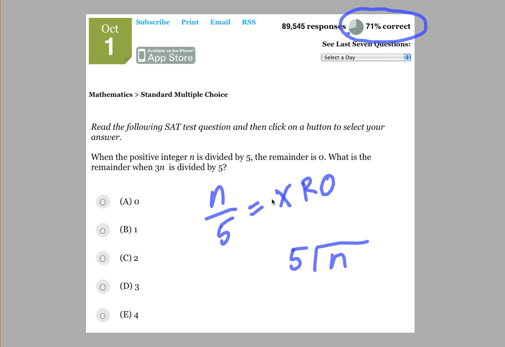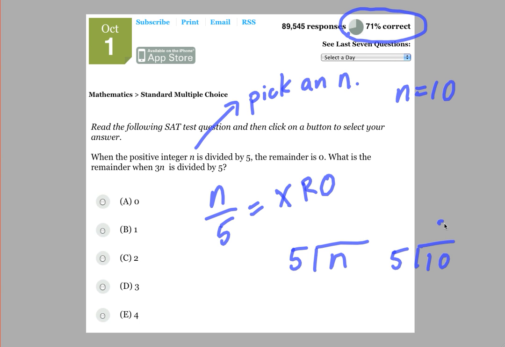Since they're not telling me what n is, I need to choose a number for n. I need to pick an n. And the reason you can do that is because they're not telling you what it is. So what's a number that is divided by 5 evenly? I don't know, like 10. Because if I were to put 5 into 10, then I would get 2, remainder 0.